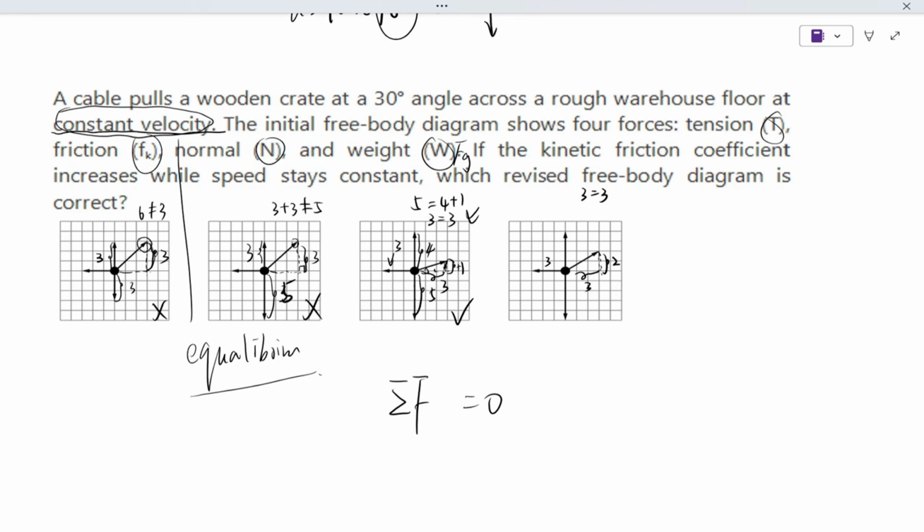However, vertically, the normal force has a magnitude of 4. The gravitational force has a magnitude of 5. However, the tension force has a vertical component with a magnitude of 2. The normal force plus the vertical component of this tension force, 4 plus 2, is equal to 6. It's not equal to 5, which means it is not at equilibrium. So D is not correct. C is the correct answer.